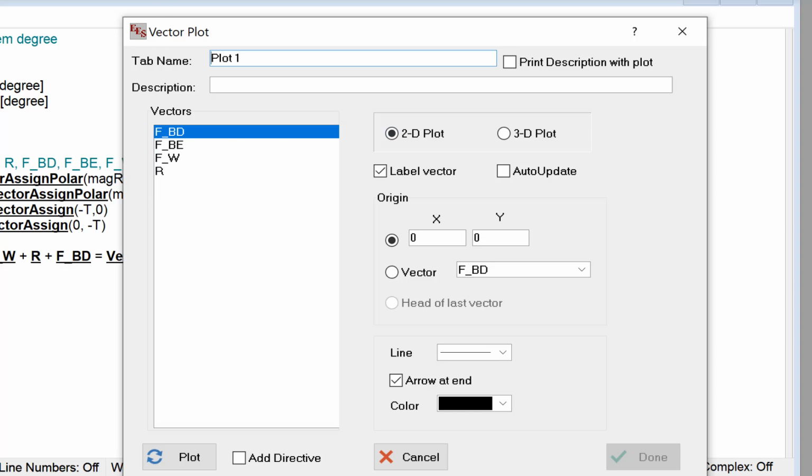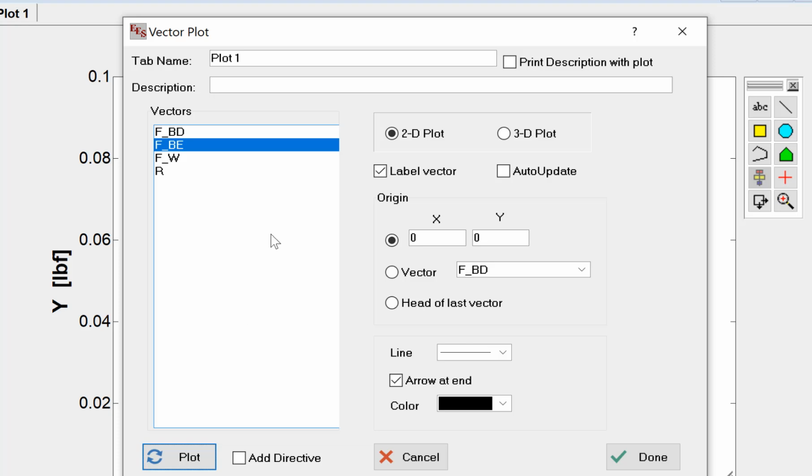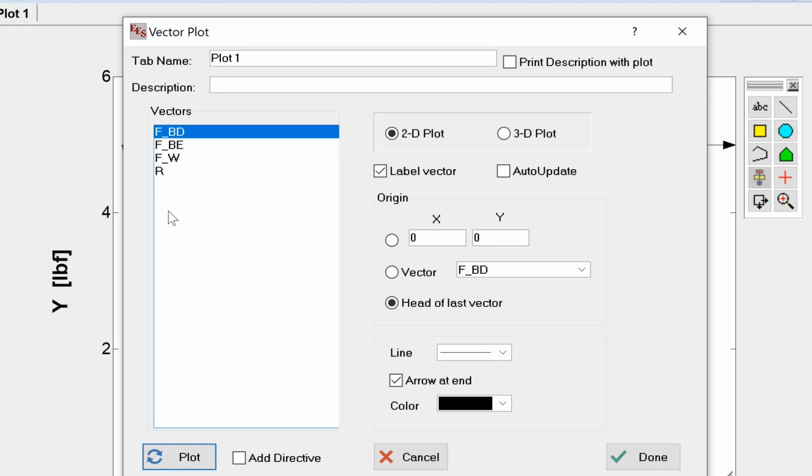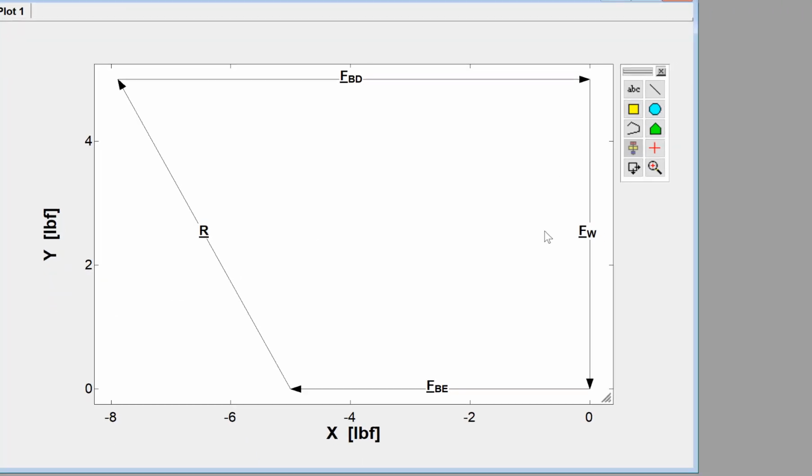The way that I want to do this, I think, is I'll start with the first one at the origin. So I'm going to plot FBE starting at the origin. And then the next ones I want to start from the head of the last vector. So let's then add the vector R, let's add the vector FBD, and finally, let's add the vector FW. Plot. And those are all the vectors I want to plot. So if I hit done, yeah, there's my force polygon.